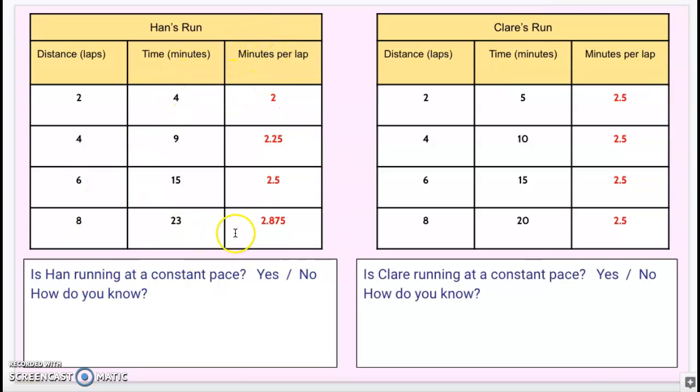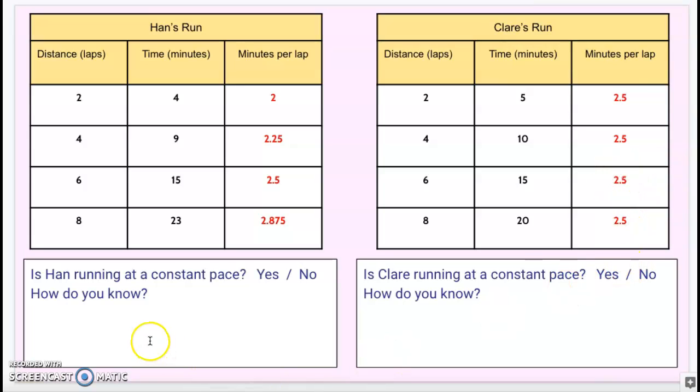Han's run, we saw with Han that she ran 2 minutes per lap for 2 laps, and then she ran 2.25 minutes per lap for 4 laps, and then 2.5 minutes per lap for 6 laps. This is kind of all over the place. Versus Claire looked like she was running a constant speed. 2 laps in 5 minutes, 4 laps in 10 minutes. All with a constant of proportionality of 2.5.